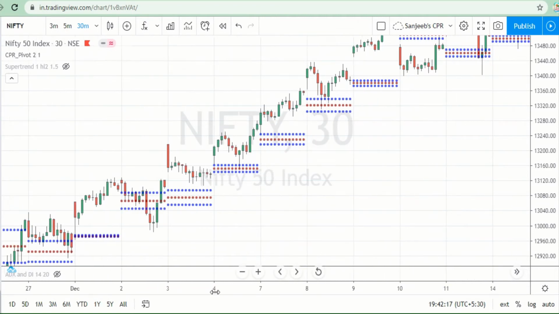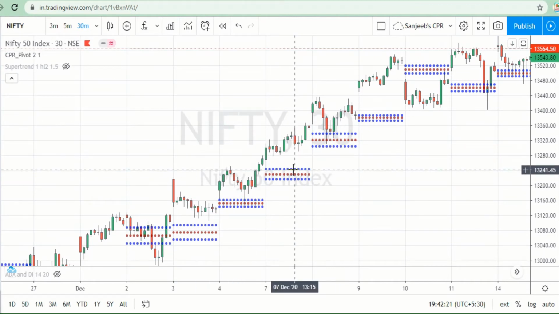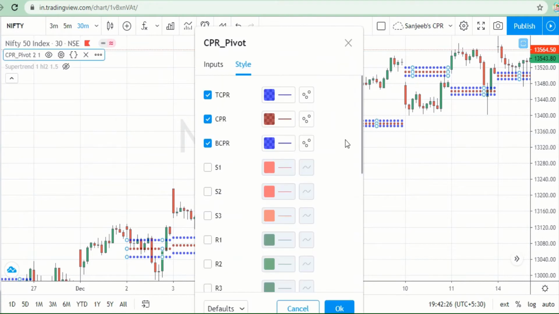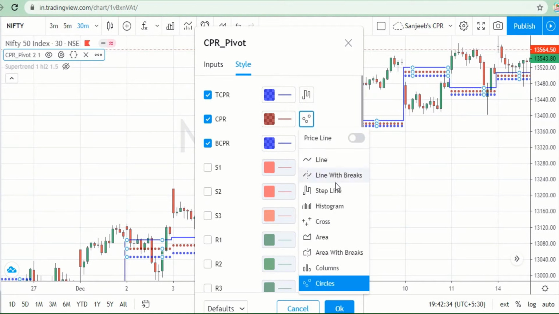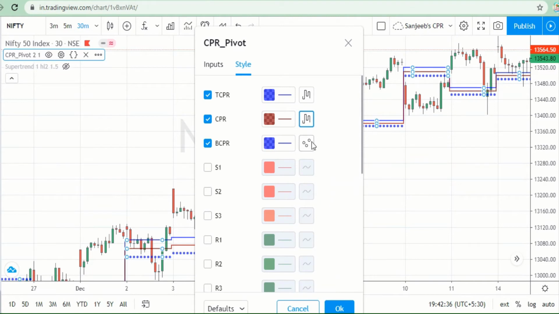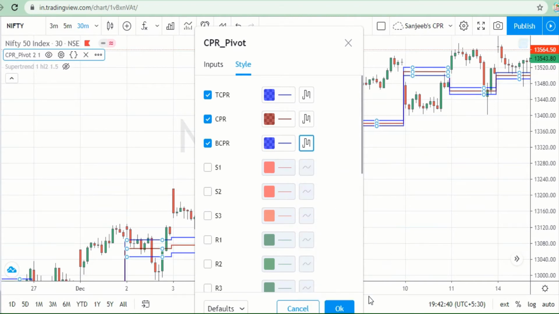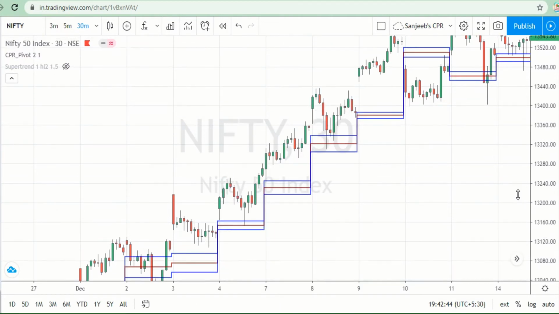In this you can also analyze for uptrend. I am changing this to step. This is a circle, in the CPR it is a circle, I am changing it to the step, then you understand better. Step line, okay, and bottom CPR also step line. See how it is.